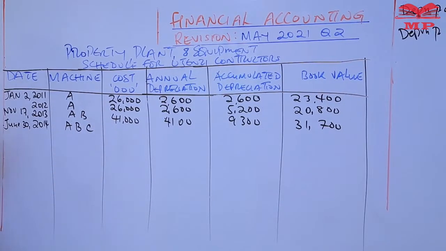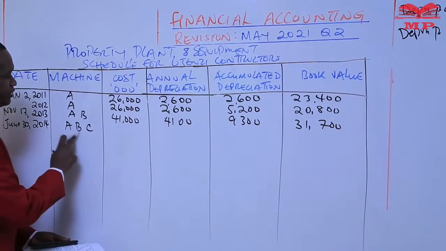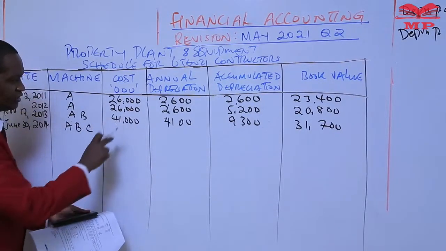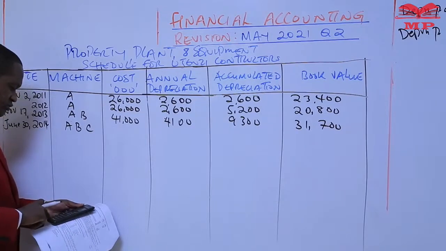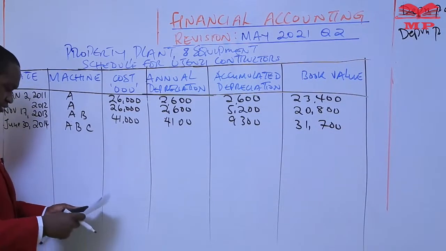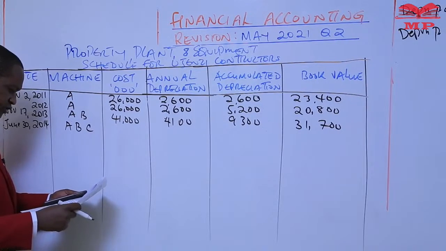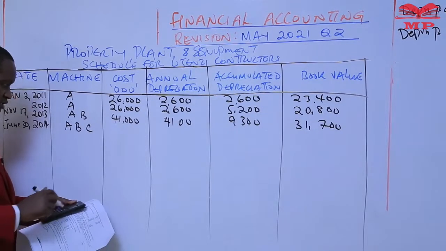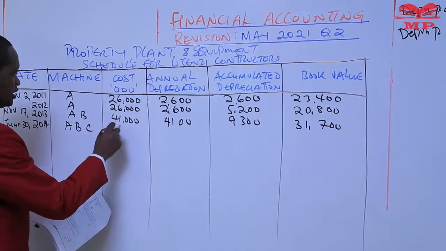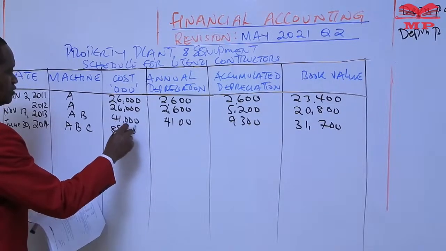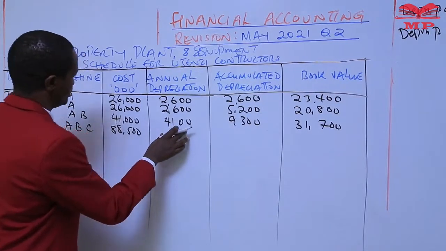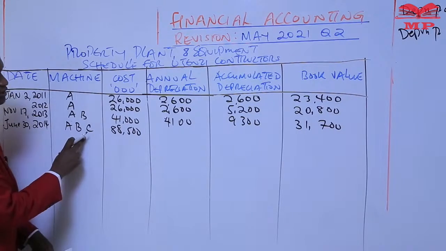So the cost of machine A, B, and C will be the cost of machine A, B, which we have here, 41 million, plus the cost of machine C from the question, 47,500,000. Total cost, 88,500,000.